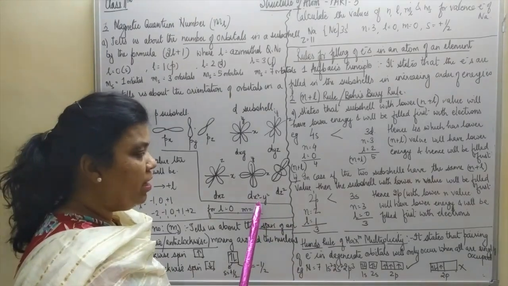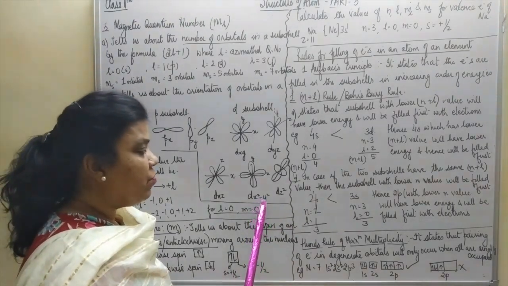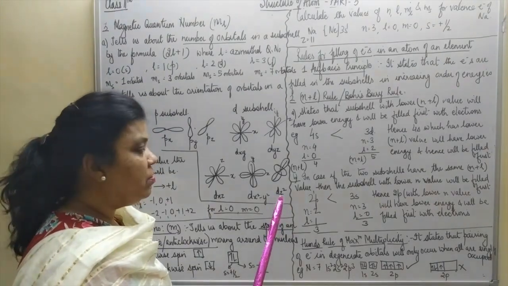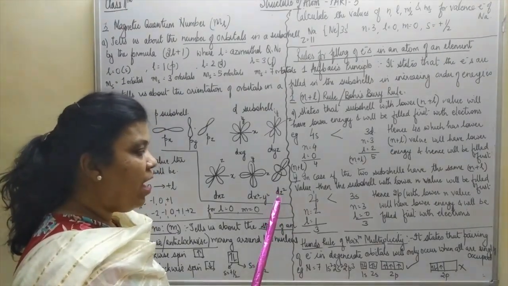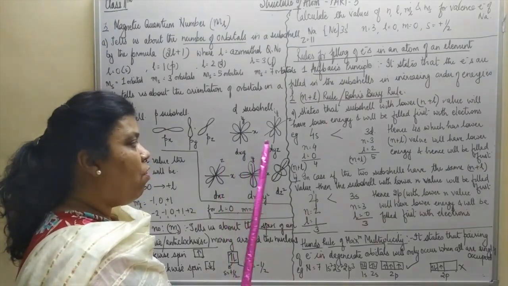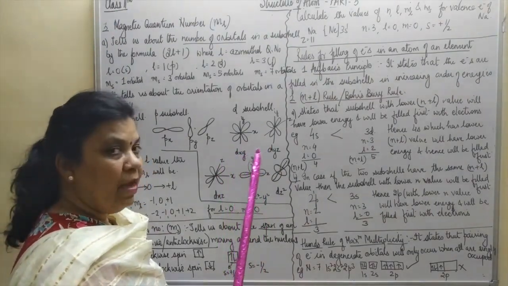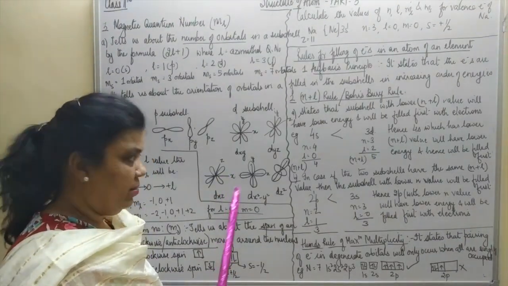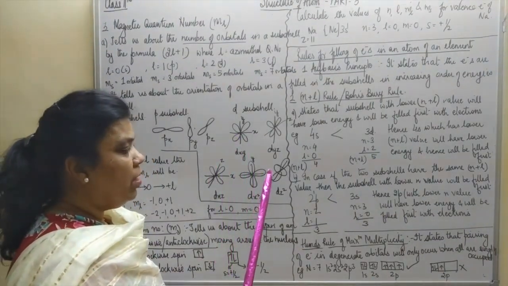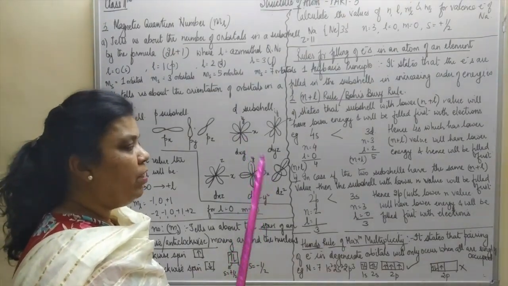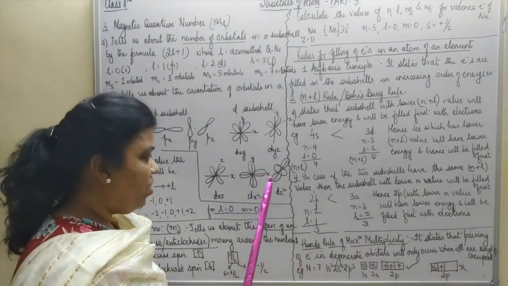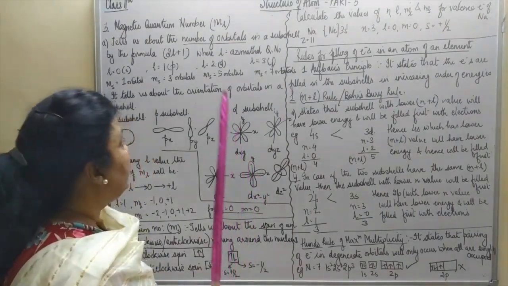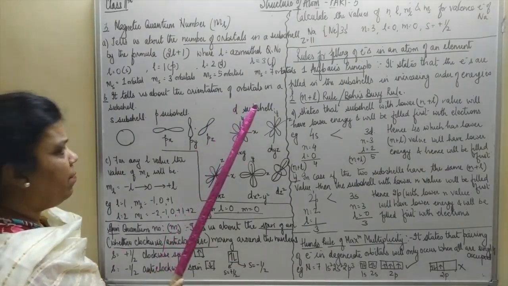So remember, for these 2 d orbitals, dx square minus y square and dz square, if you see their orientations, you will find that their lobes are lying along the axis. But for these 3 d orbitals, dxy, dyz, and dxz, their lobes are lying between the axes. So these are the 5 different orientations of the 5 d orbitals belonging to the D subshell, and this information of the orientation is provided to us by the magnetic quantum number.